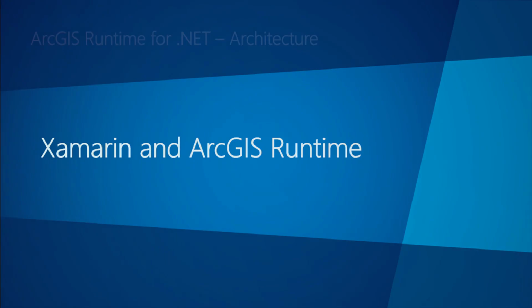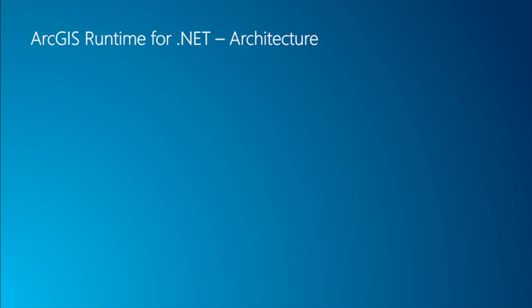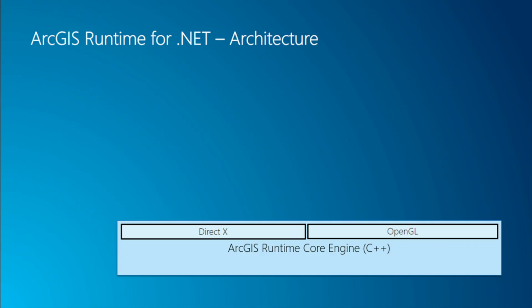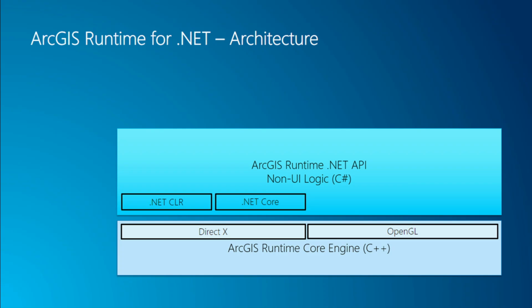All right, so how does this tie in to the runtime? So let's take a quick look at what the architecture of the .NET SDK looks like. Of course, at the bottom, we have the runtime core, C++. If you've been to any runtime sessions, you probably heard all about it. That's where all the hardcore GIS functionality is implemented and shared across all our various runtime SDKs. On top of that, we have a managed .NET layer that we can share across all the platforms that we support as part of the .NET SDK.